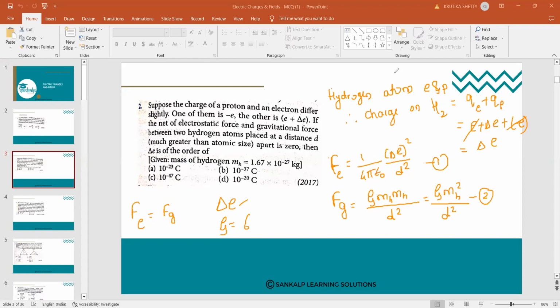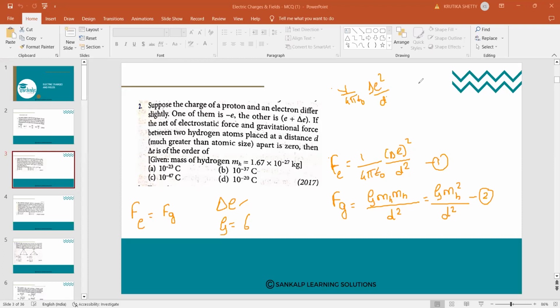So this first step I'll erase. I hope you people have copied this. So simplification, I hope everybody is doing. Yes, so that is 1 upon 4 pi epsilon naught delta E square upon d square is equal to G mh square. Okay, somebody replied in the chat box. D square. So D square will get cancelled on both the sides.